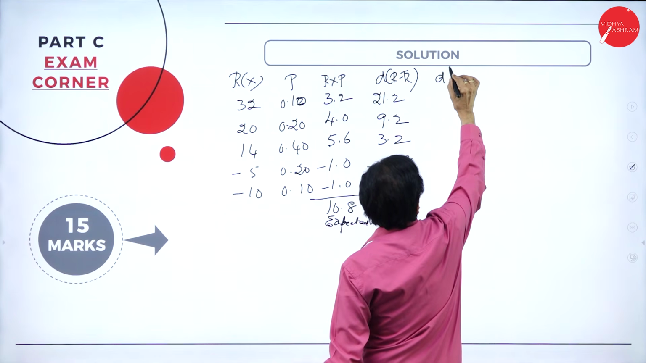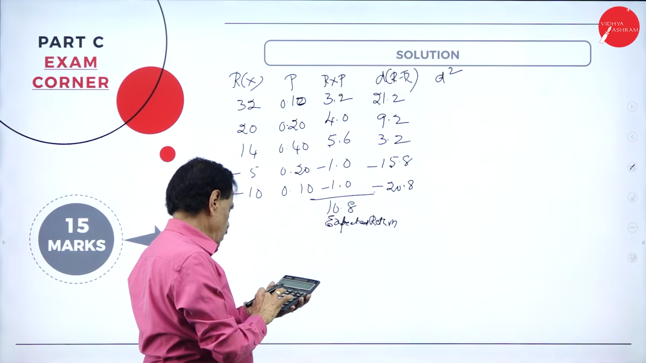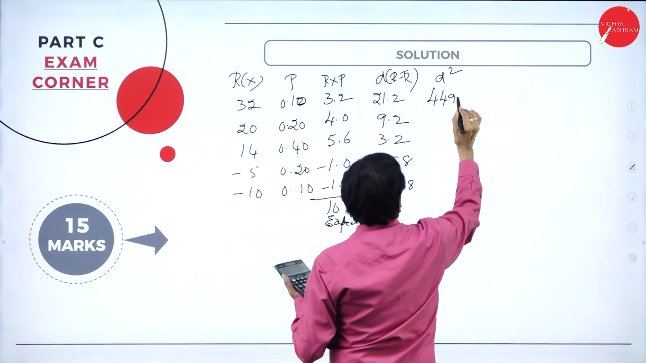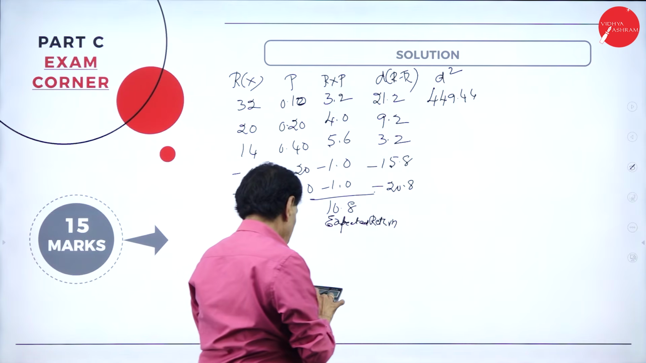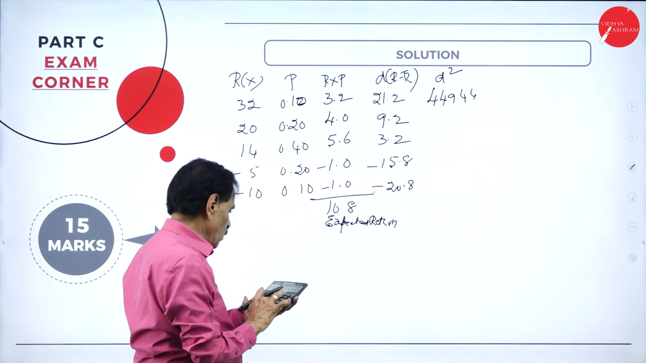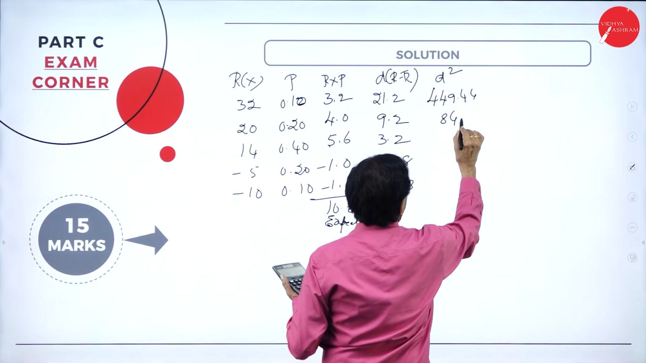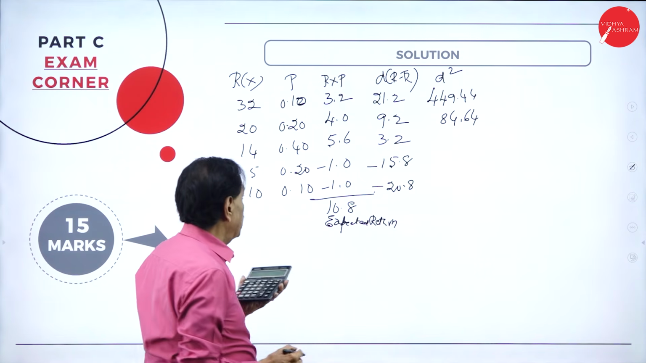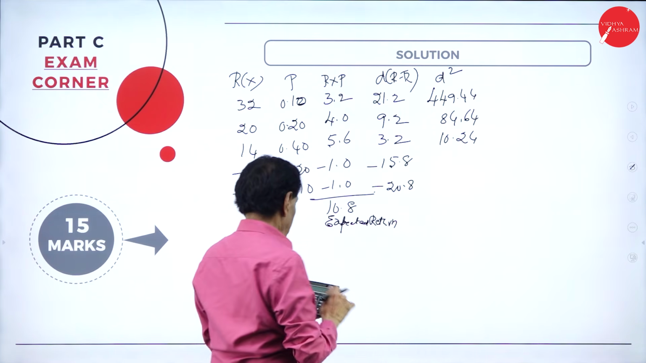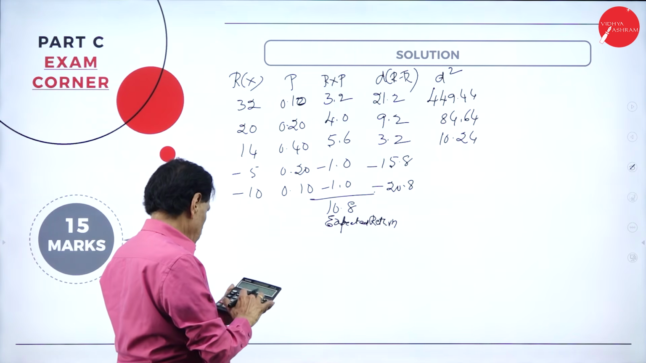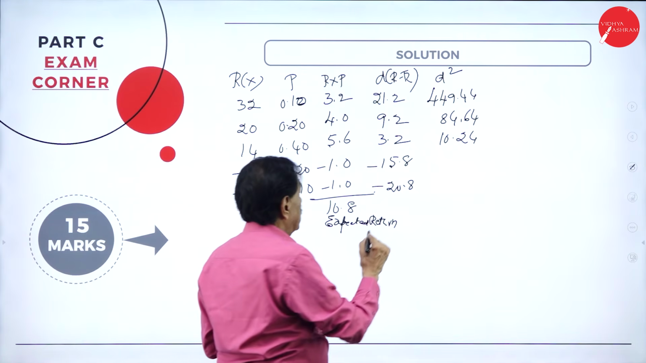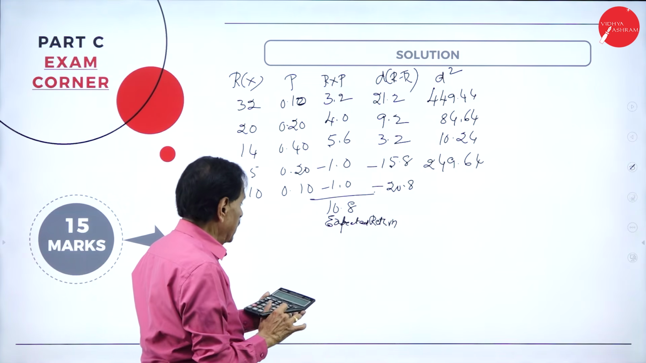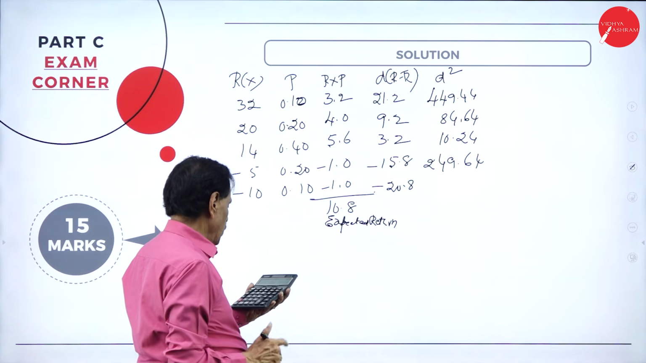Square of this, d square. 21.2 into 21.2 is 449.44. 9.2 into 9.2 is 84.64. 3.2 into 3.2 is 10.24. 15.8 into 15.8 is 249.64. 20.8 into 20.8 is 432.64.